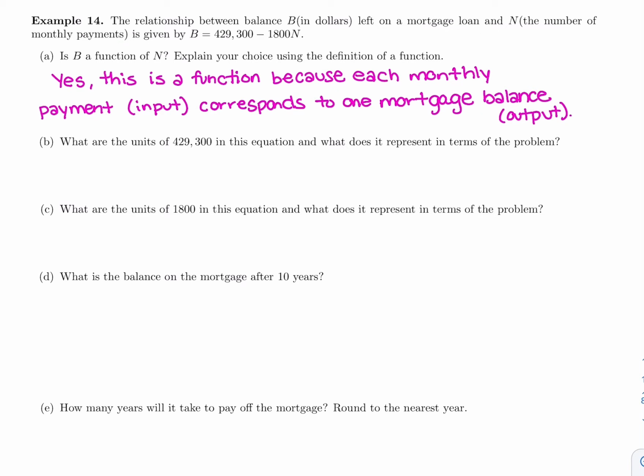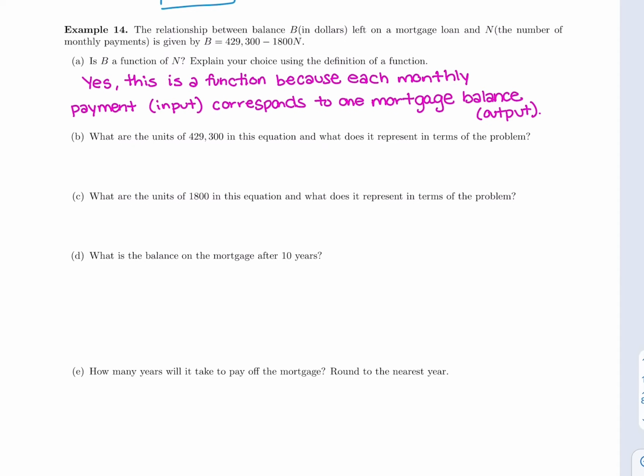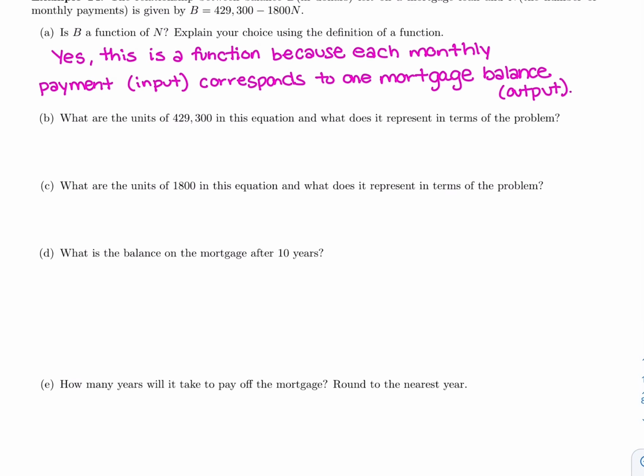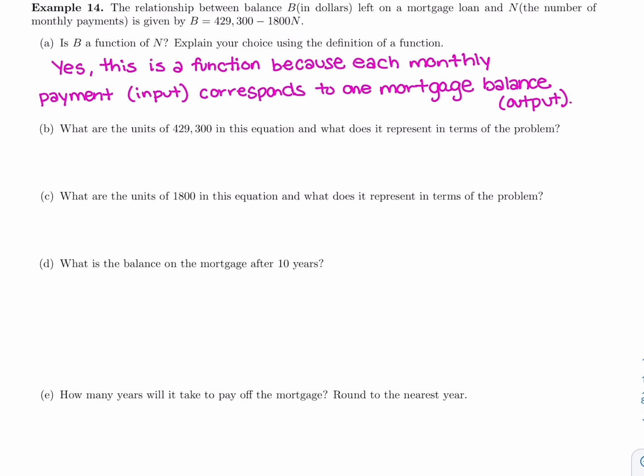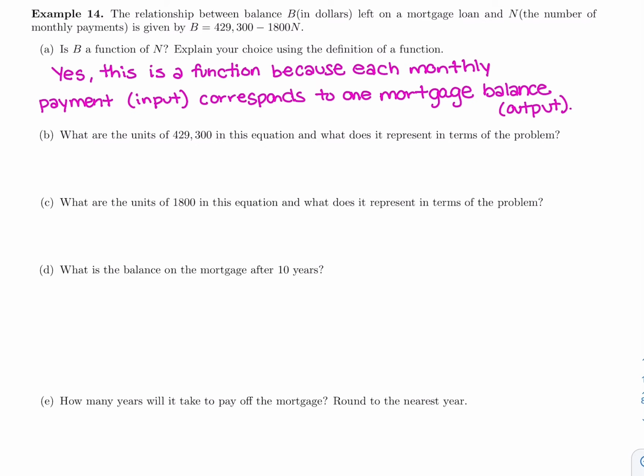Each month you make a payment, you get one new balance. You don't get two balances out where they say, oh, either you owe $400,000 or maybe you only owe $390,000. Each time you make a payment, you're going to get one specific balance left over. So each input goes to one output. Another way of approaching this is saying that you have y equals mx plus b. Here we have our slope and our y-intercept, and that would be another way of saying you have a function, is saying that you have a line.